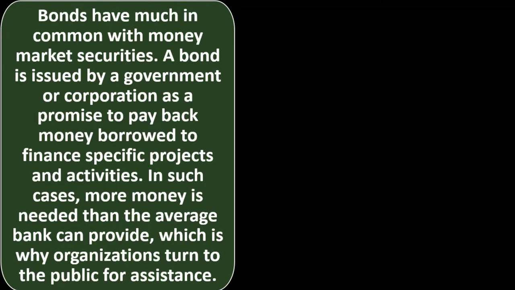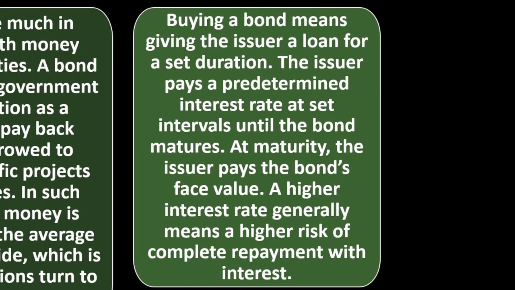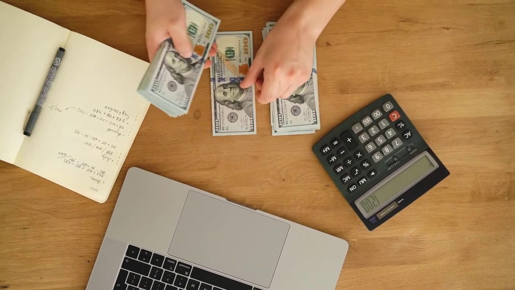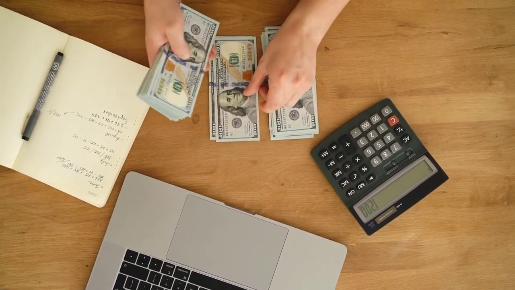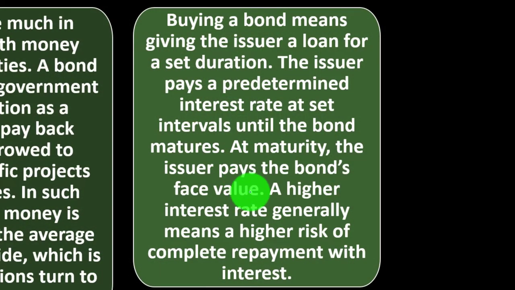In such cases, more money is needed than the average bank can provide, which is why organizations turn to the public for assistance. So buying a bond means giving the issuer a loan for a set duration. The issuer pays a predetermined interest rate at set intervals until the bond matures. So we're going to basically fix the return that we're going to be getting. We might get it semi-annually or something like that. At maturity, the issuer pays the bond's face value. Basically, if they sold it not at a premium or a discount, that might be the purchase price.